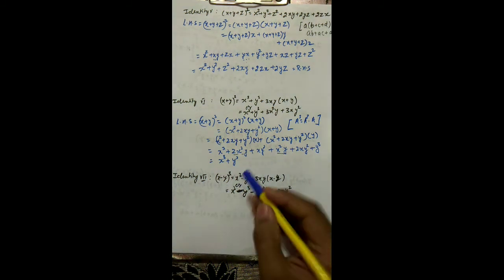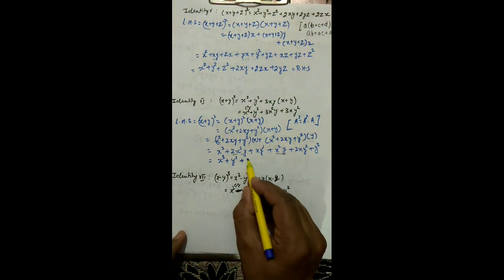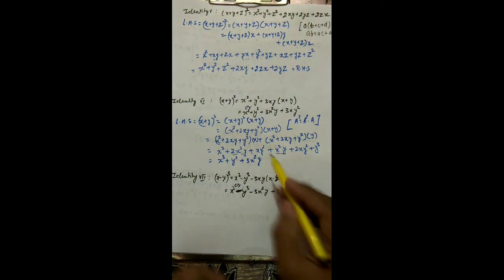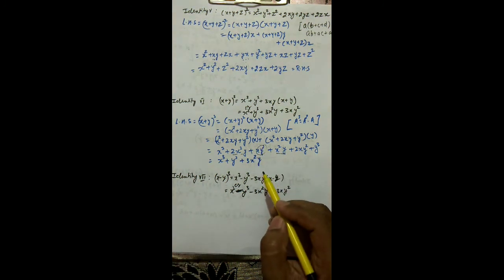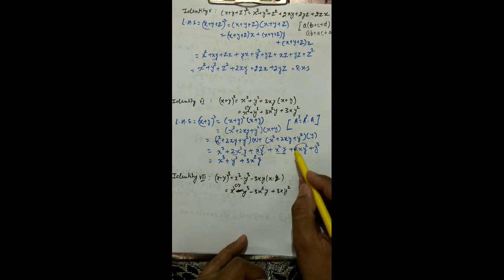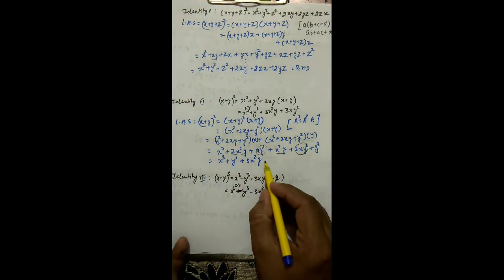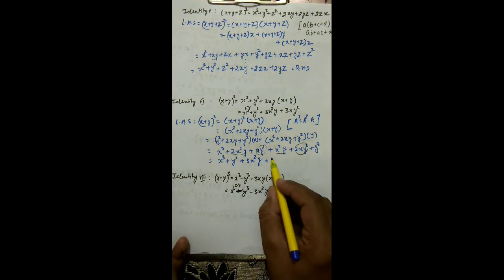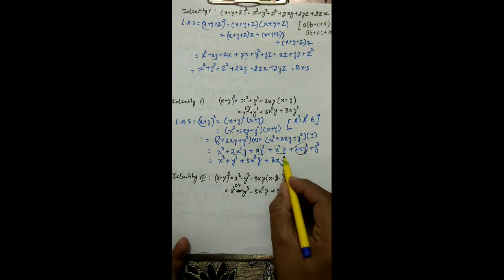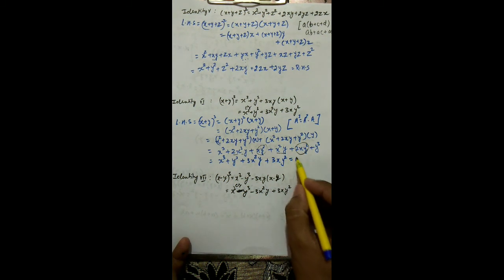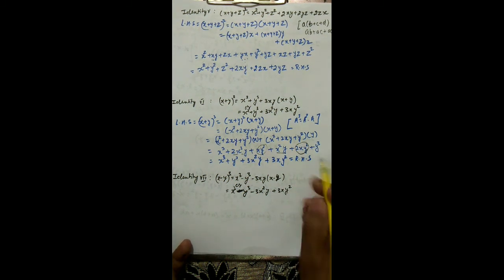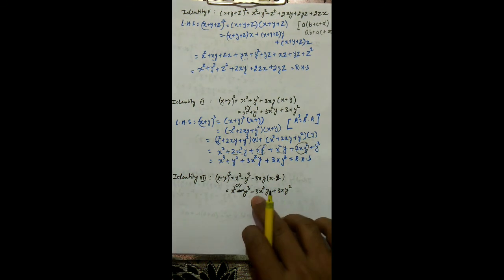If you add, this becomes 3x square y. Now second like terms: you can see this xy square, and this is 2xy square. So these are again like terms. You can add, so it becomes 3xy square. So this way we have proved this identity, and I want some of you to try this identity also. And now the identities are over. We'll start the exercise.